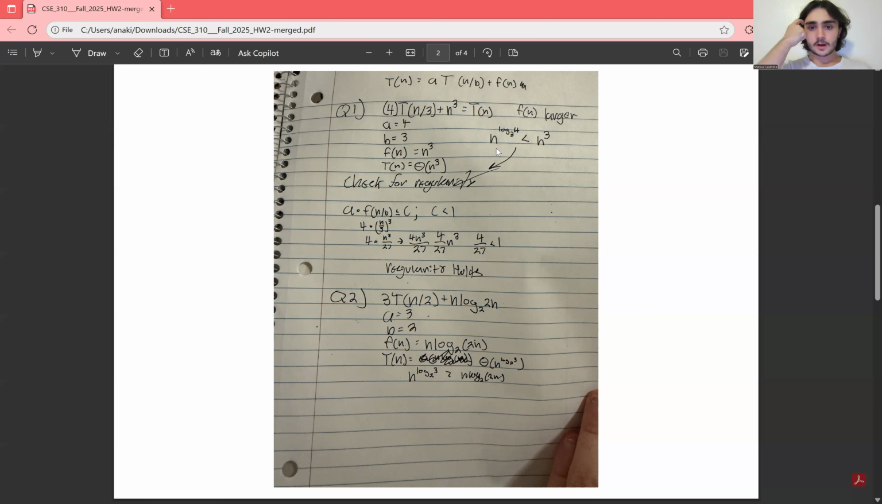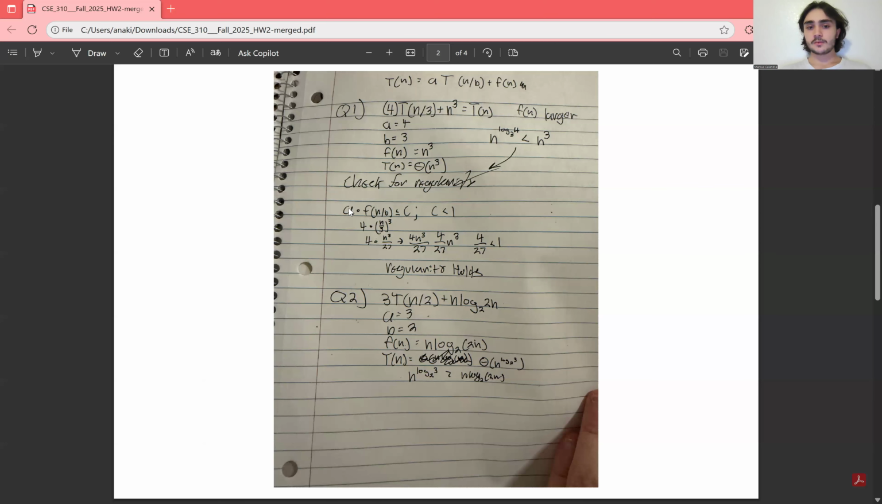So n to the power of log base 3 of 4. We see that that is smaller than n to the power of 3, which is the bigger one. It's the one that dominates. I think that's case 3, right? Case 2 is the equal. Case 1 is smaller, I believe. So we have to check for regularity.